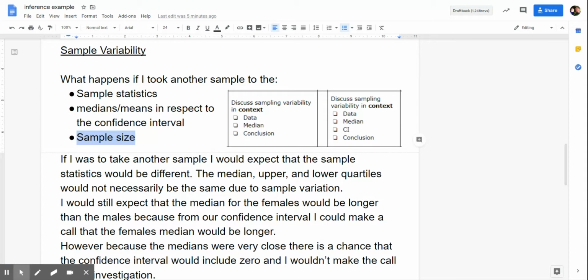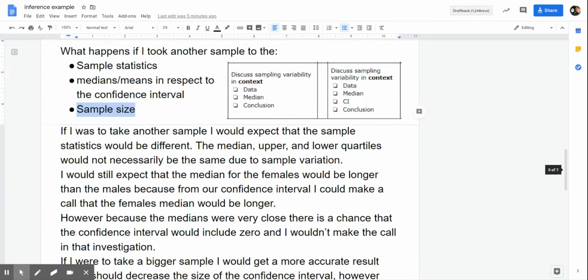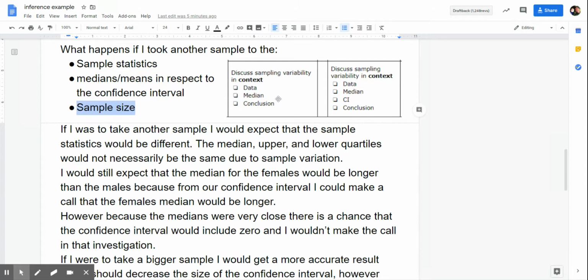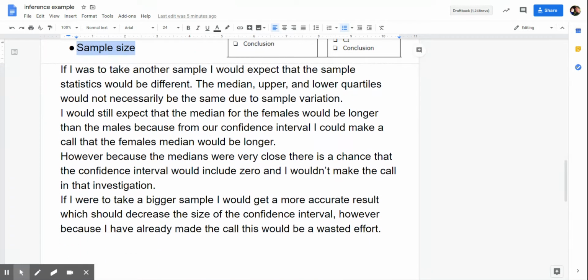And your conclusion. What differences could happen with your conclusion? So if I took another sample, would you expect to get the same conclusion as what you made now? Which is different from whether you think the median is going to be the same. Because you might have one case where, in the case that we just did, the median was very close. You only just made the call. So if I took another sample, I would expect that the median for the females to be bigger than the males. But my conclusion might be different if I took another sample. That one's a little bit more depth.